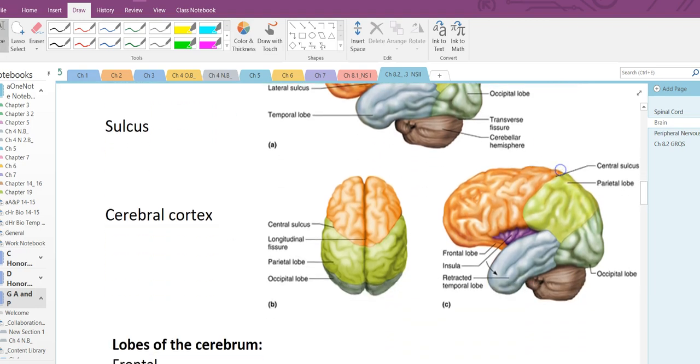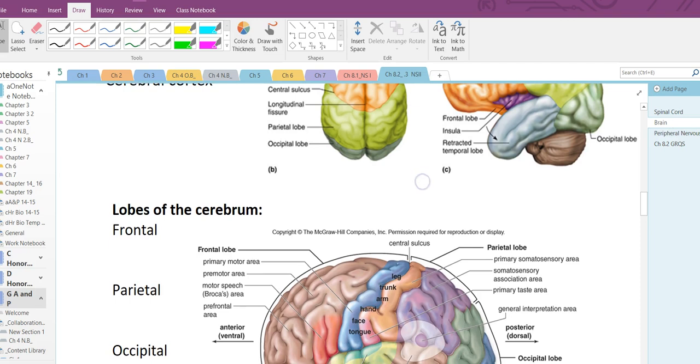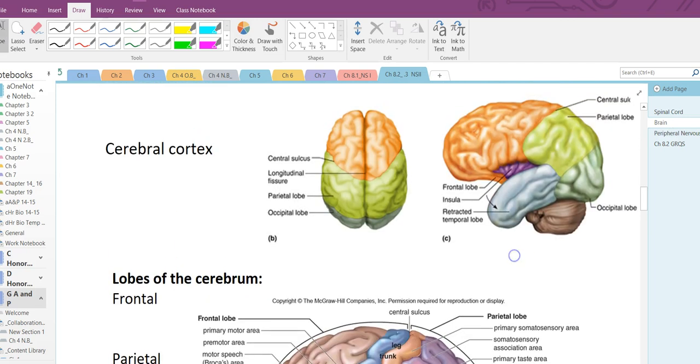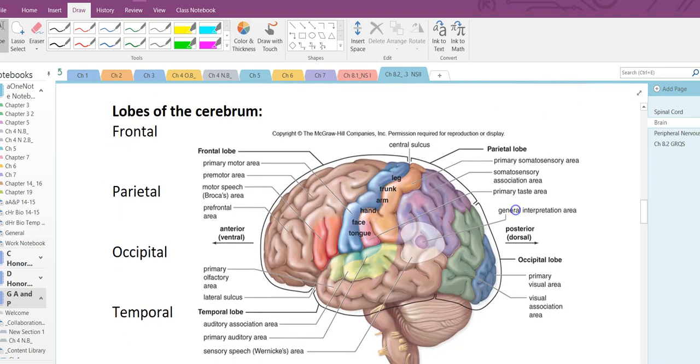The cerebral cortex is made out of gray matter, and it is found on the surface of the brain, and that's where we talked about intelligence. We talked a little bit about Einstein, and his cerebral cortex was rather thick. So then let's talk about the different lobes of the cerebrum. So the major lobes of the cerebrum we'll show here.